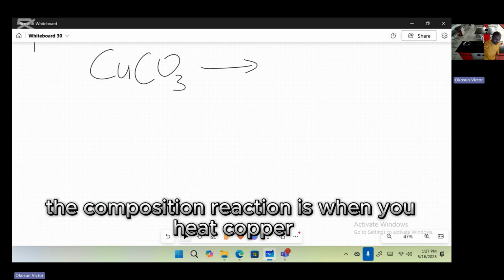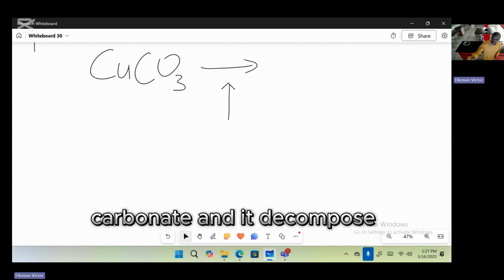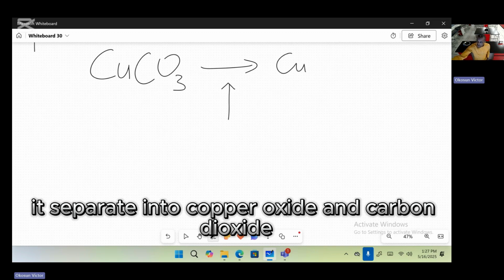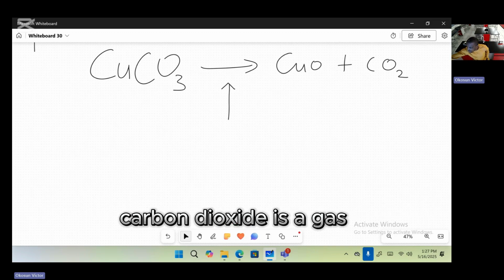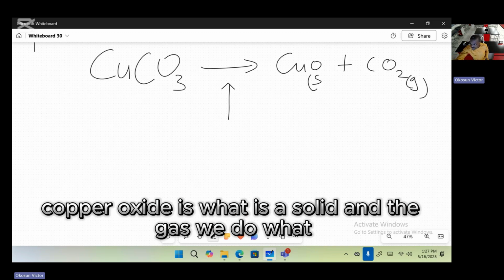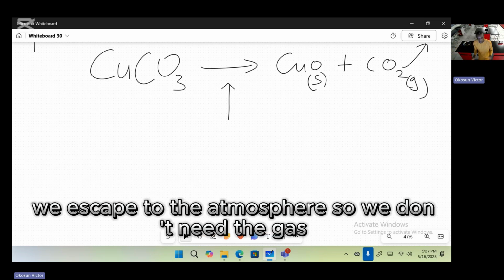The decomposition reaction is when you heat copper carbonate and it decomposes, it separates into copper oxide and carbon dioxide. Carbon dioxide is a gas. Copper oxide is a solid. And the gas, what do we do? We let it escape to the atmosphere. So we don't need the gas.